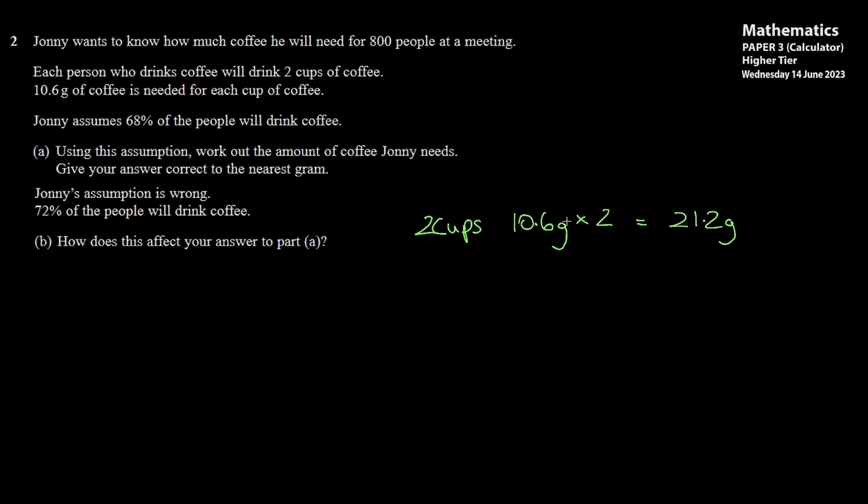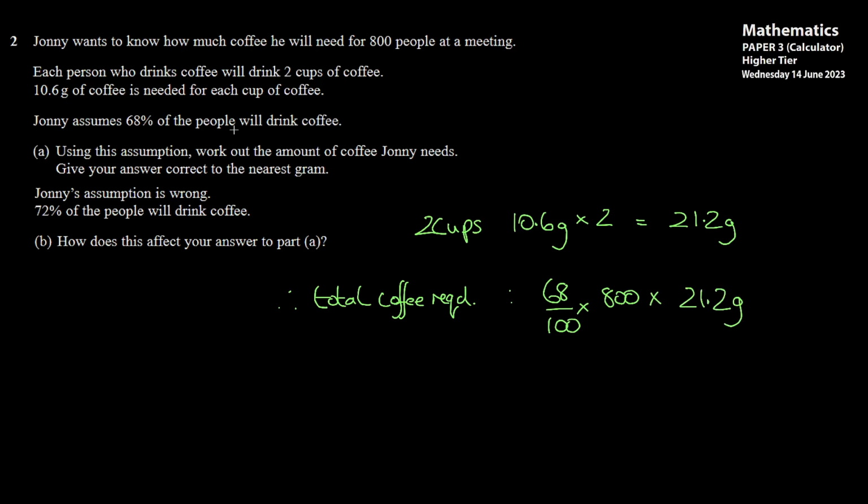But we're not going to be multiplying this by 800 people because we're told that only 68% of those 800 people drink coffee. So I can say that the total amount of coffee required will be 68%, which is 68 over 100, multiplied by our 800, multiplied by our 21.2 grams. And I hugely recommend, before you put it into the calculator, just do a little bit of basic simplification. It saves a lot of trouble.